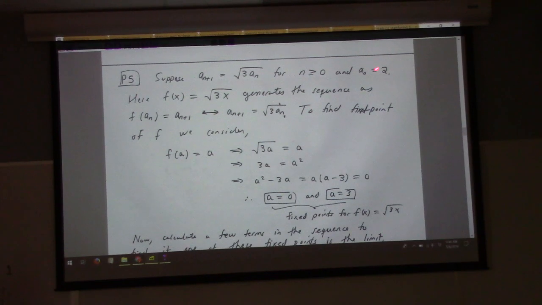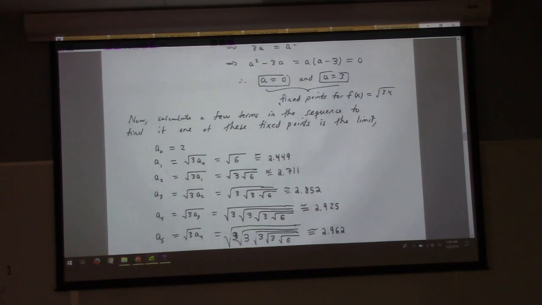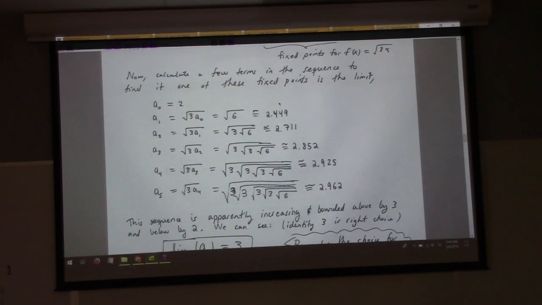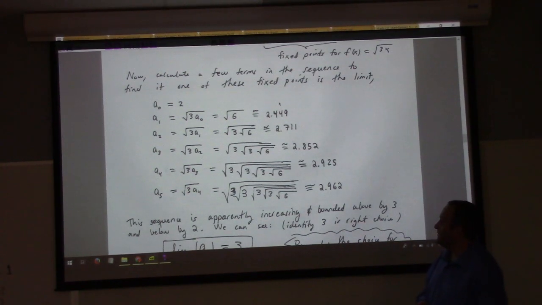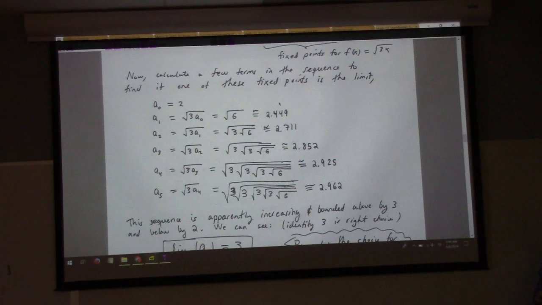Certainly, if we start with a sub 0 equals 2, and you start following the recursion, you'll get numbers closer and closer to 3. Check it out. So like the square root of 2 times 3, 2.45. The square root of 3 times the square root of 6, 2.71, and then the square root, and so on, and it gets closer and closer to 3, right?